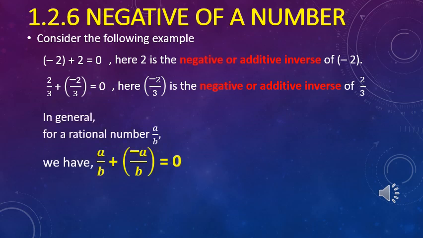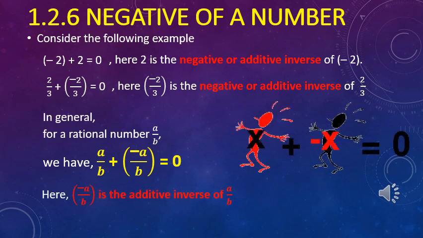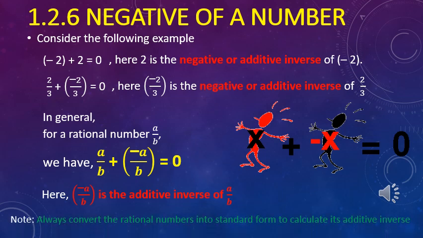In general, for any rational number a upon b, if a upon b plus minus a upon b is equal to 0, then minus a upon b is the additive inverse of a upon b. Please note, always convert the rational numbers into standard form to calculate its additive inverse.